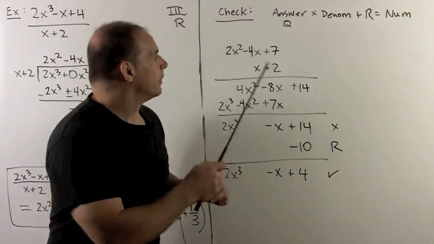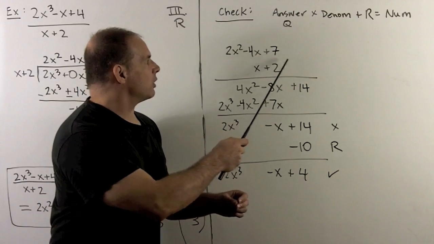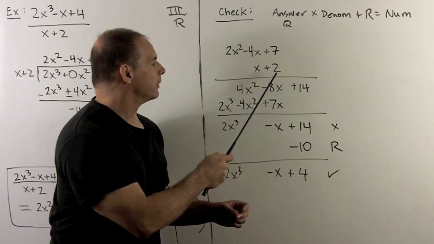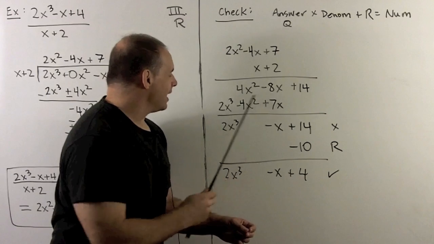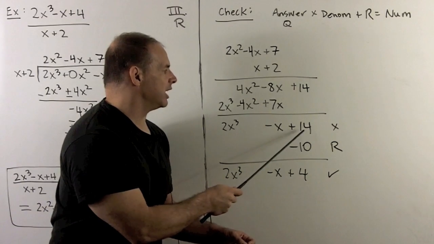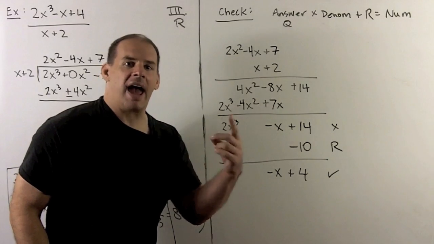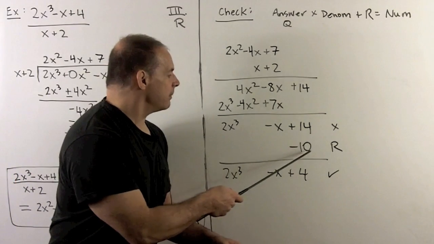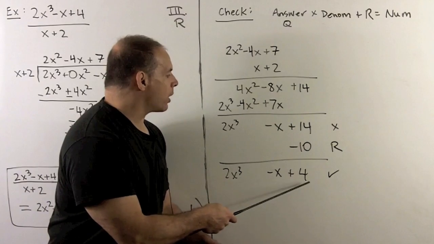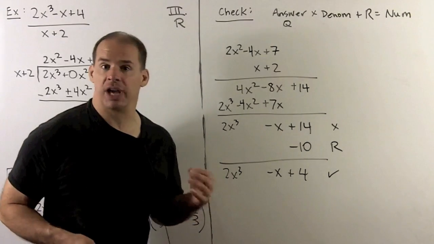I multiply 2x squared minus 4x plus 7, the quotient, times x plus 2. Okay, so we multiply all of this out. I get 2x cubed minus x plus 14. We note that's not the numerator. If I add the remainder to this, minus 10, this 14 changes to a 4. I have the numerator, and our work checks out.